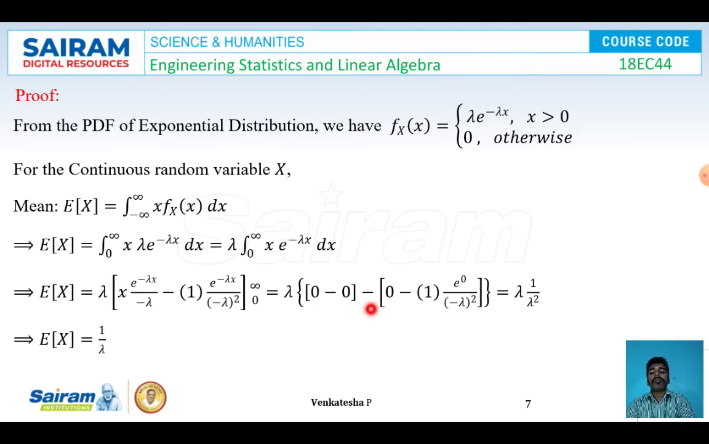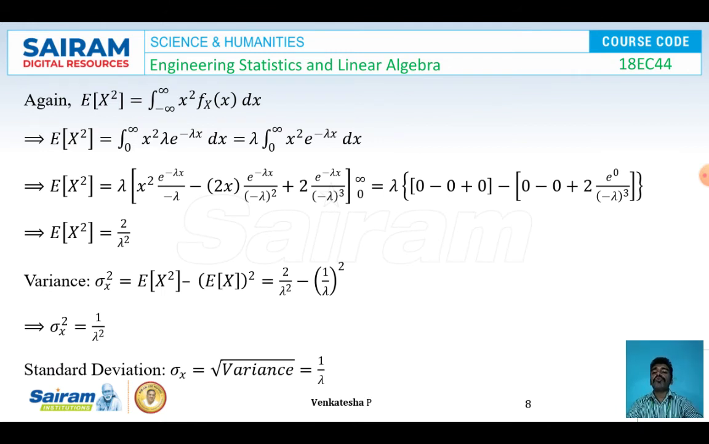And for the lower limit, the first term containing the x variable, if I put x is equal to 0 here, the first term will become 0. Minus the next function, which will become e power 0 by minus lambda whole square. On simplifying this expression, we'll have lambda into 1 by lambda square. One lambda gets cancelled. I got expectation of x is equal to 1 by lambda.